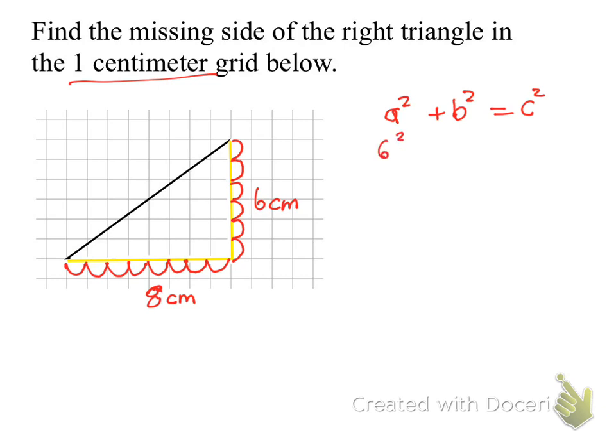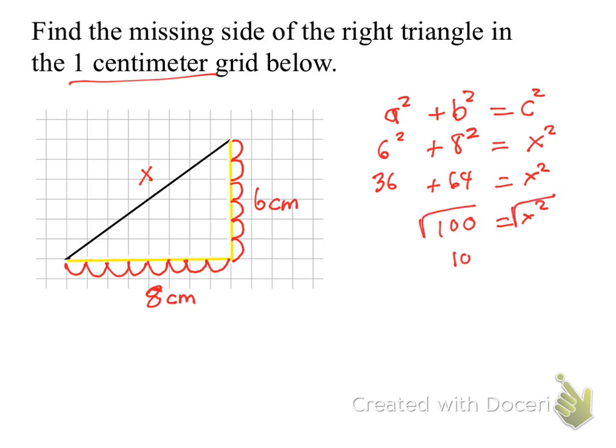So I take 6 squared plus 8 squared, and we get x squared, our unknown, right? And then I get 36 plus 64 equals x squared. It's 100 equals x squared. We root both sides, and 10 is equal to x. Or negative 10, but we know it can't be negative 10, because measurement can't be negative. So are there any questions here on how to use the grid paper?